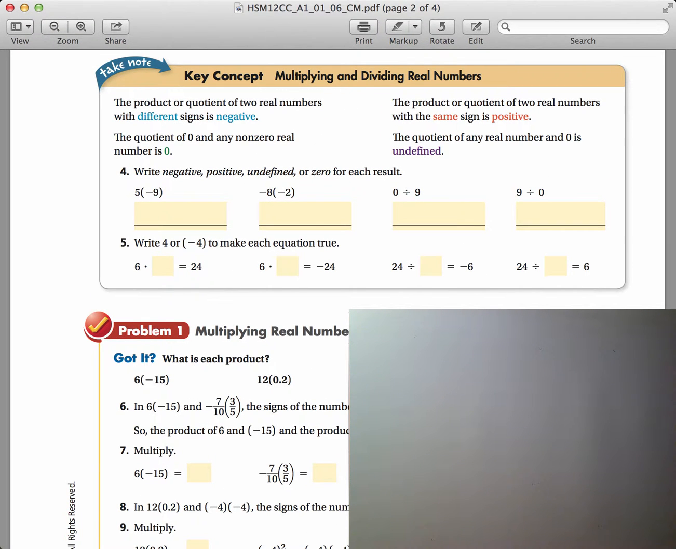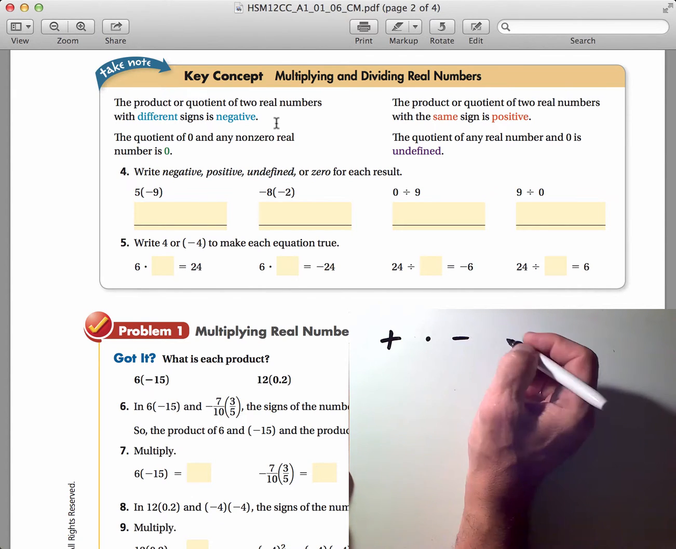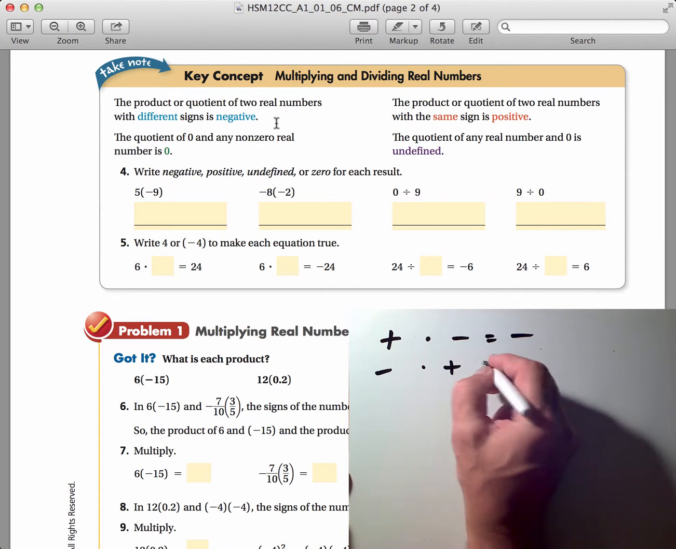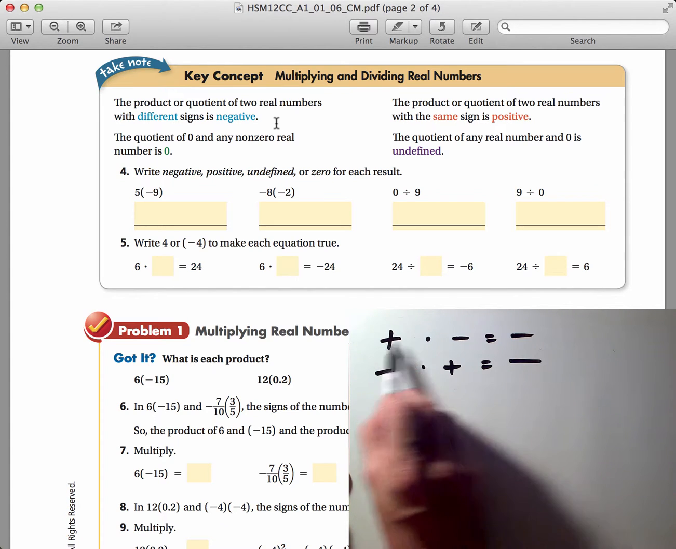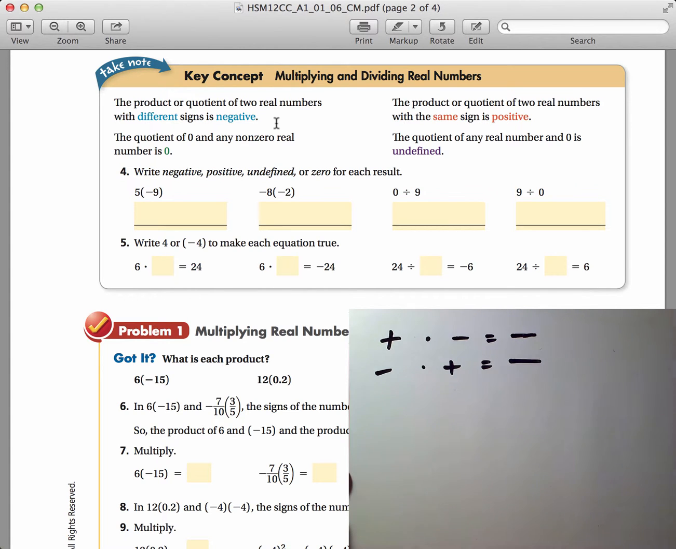Let's take a look at the concept of multiplying and dividing real numbers. Now this is real numbers with different signs and the same signs, and we're going to learn a little bit about how we do this. It says here, the product or quotient of two real numbers with different signs is negative. What does that mean? It means that if I have a plus times a negative, this will always be negative. Or a negative times a plus will always be negative. When we have two different signs multiplying together, the result is always negative.